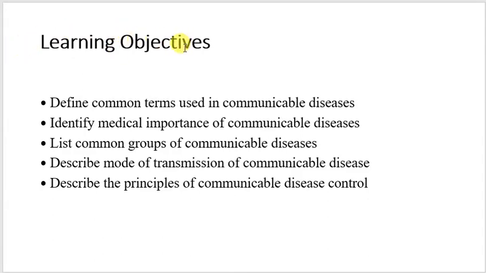So these are the learning objectives. By the end of this session, I expect all students in this online lesson to be able to do the following. First, define common terms which apply to this module. Identify the importance of communicable disease. Why do we learn this session? List common groups, because we tend to group communicable diseases for easy understanding and easy learning. Describe the mode of transmission of communicable disease. And at the end, describe the principles of communicable disease control as a part of prevention.